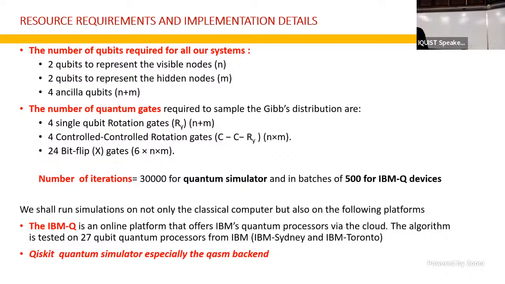This is the number of qubits, and these are the number of gates for this simple system: 4, 4, and 24, because the control-control rotation you have to break into 24 flip X gates, and you see the scaling is M times N. These are the number of iterations when we run it on the real machine. The students used the machine with 27 qubits here, and again, all our calculations run on IBM quantum computers.